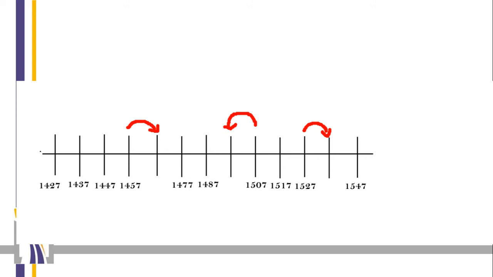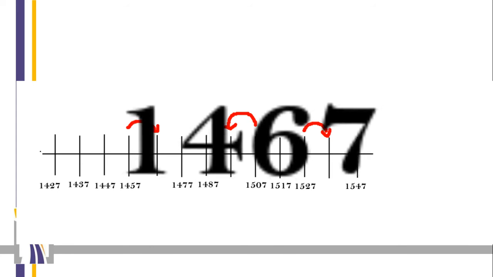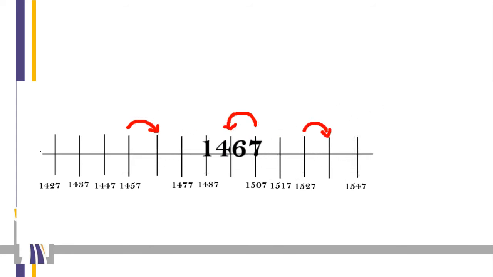Well, actually, there is a pattern between these numbers. As you can see, the pattern is 10. So, if we read it from the left to the right, they add 10 more than the previous number. So, the first number that we need to put in there is 1,467.